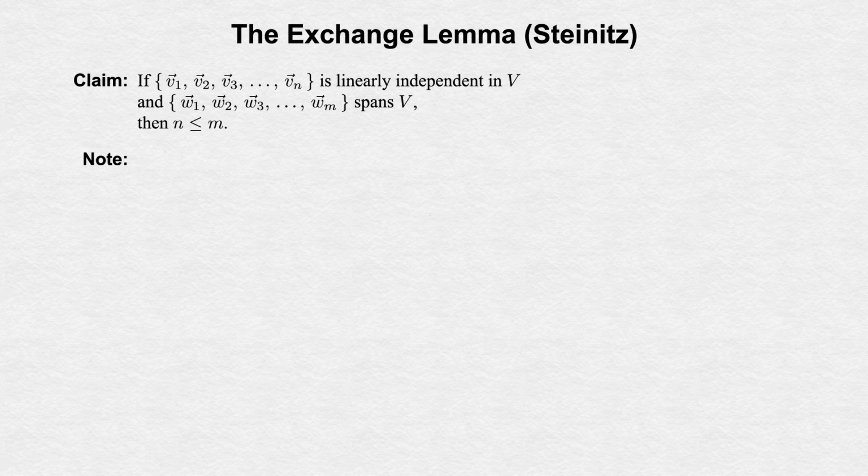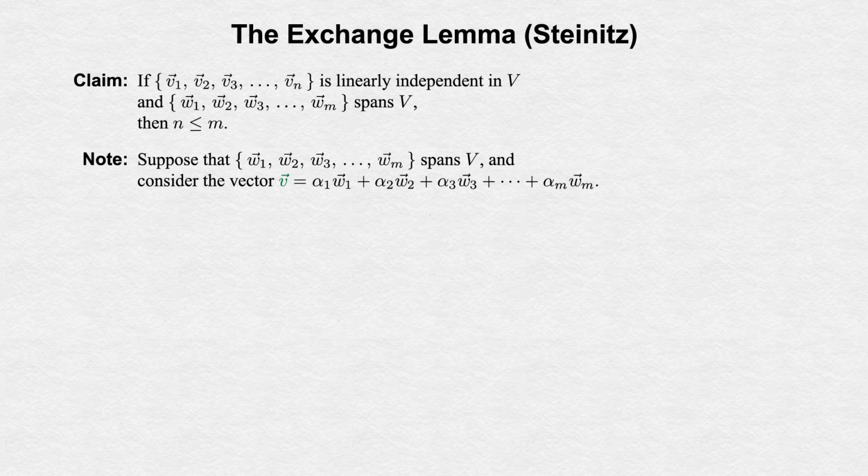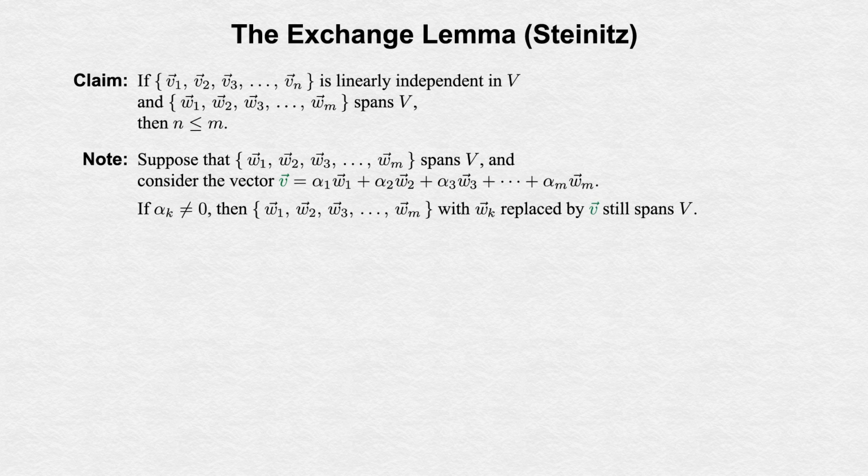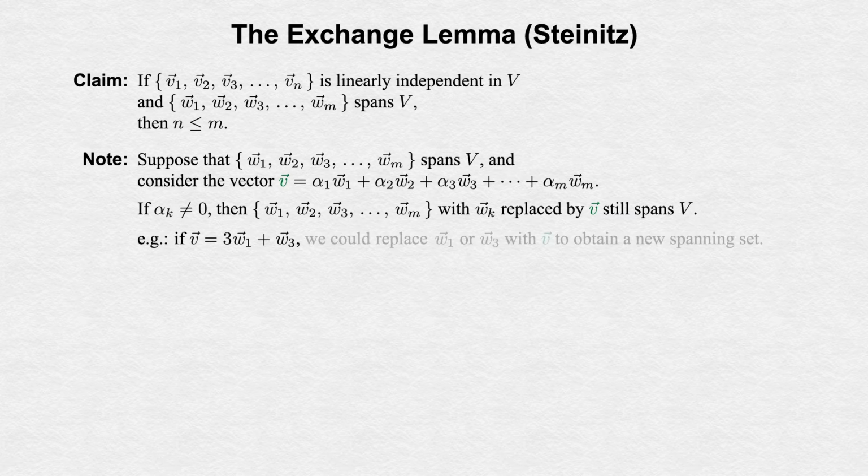Before we start, we'll need one previous result for this proof. Given a collection w1 through wm that spans V, and any linear combination of those vectors, if we choose any vector wk of our original collection whose coefficient in that linear combination is not 0, replacing the vector wk with that linear combination gives us another collection that still spans V. This is fairly straightforward to prove from the definition of span. As an example, if we had the linear combination 3w1 plus w3, we could replace either w1 or w3 with this vector and be assured that the new collection still spans V. But replacing any other vector might or might not yield a collection that spans V.